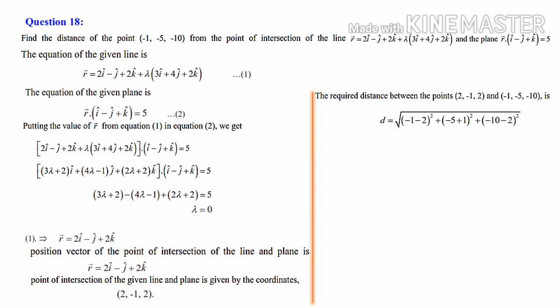D is equal to the distance formula, the same formula we studied in class 11. That is (-1 - 2) the whole square, x1 minus x2 the whole square, then (-5 - (-1)), that is -5 + 1, the whole square. Next is (-10 - 2) the whole square. That is the root of 9 plus 4 square, that is 16, plus 12 square, that is 144. So that is the root of 169, which is equal to 13.